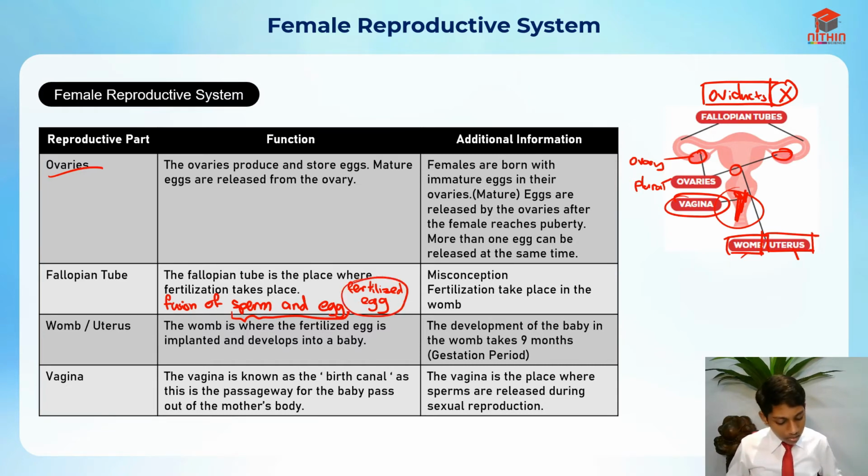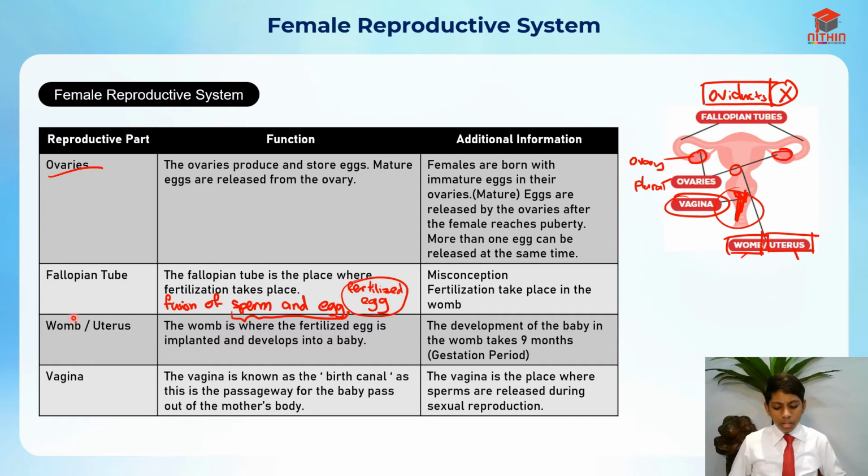Okay, and a common misconception is that fertilization takes place in the womb because the baby actually grows in the womb. Fertilization does not occur in the womb, but actually in the fallopian tubes. Another misconception is that fertilization takes place in the ovary, but it actually doesn't. So it actually takes place in the fallopian tubes. Okay, so you need to know that.